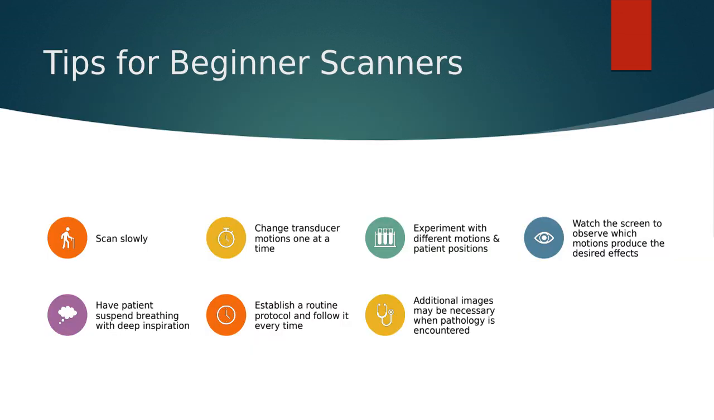So, tips for beginning scanners. Make sure you are starting off slowly. You're scanning slowly, and you're going through your checklist slowly when you're first starting an exam. Make sure that you are changing your motions one change at a time. We're not taking the transducer and scanning all around the patient's belly. We're doing little tiny motions, different positions, different windows. We're doing everything one at a time, slowly, seeing how that change affects your picture. You want to make sure that you're experimenting. So if you're struggling with one thing, you try something else.